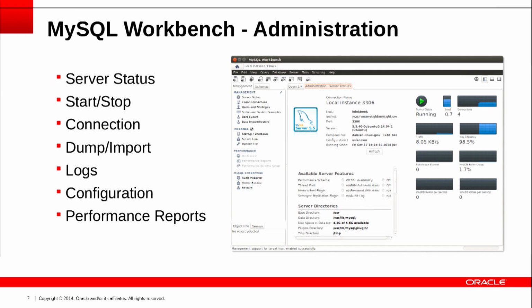Okay, because this tool can do start-stop, connection, dump, import, logs, configuration, and can set up and run performance reports. But the thing is that to do this, it depends how you connect to the server. If the server is local, then all of this should be working. If the server is remote, like SSH connection, then you need to set up extra remote administration. And after that, it will allow you to use those functionalities. About this SSH tunneling, we will get back to it a little bit later.